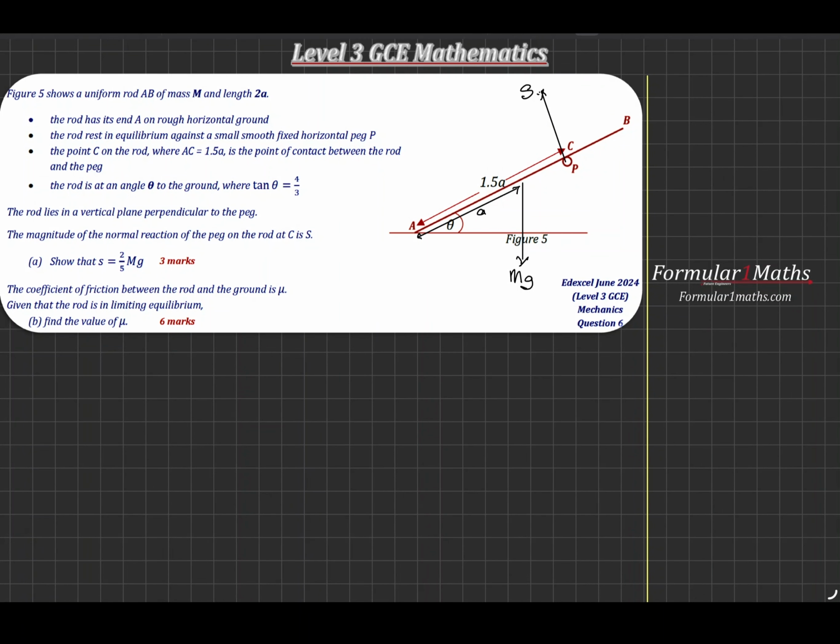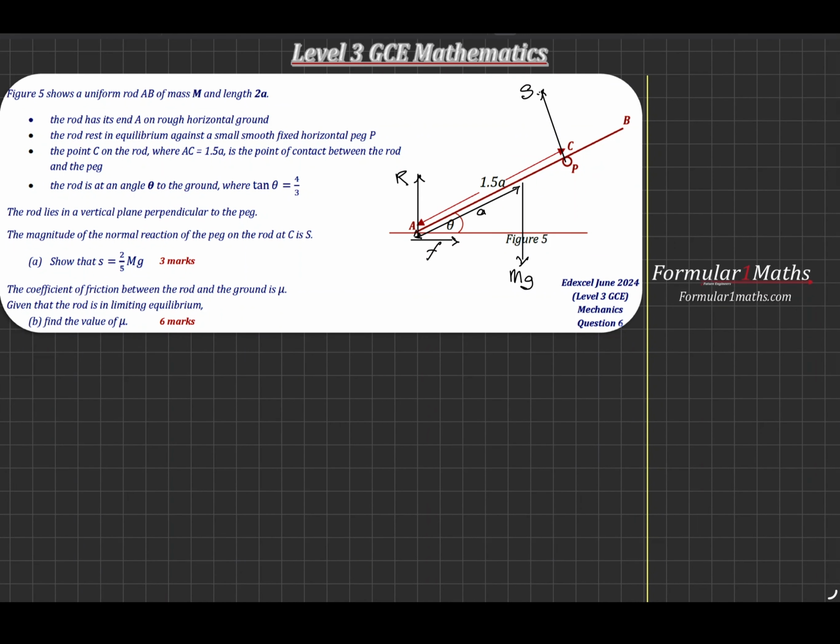And because the ground is rough, at this point, there will be a frictional force that way, and I'll call that lowercase f. There will also be a normal reaction of the ground on the rod, and that will be going that way. So let's call that one R. So we've put all the forces in place.